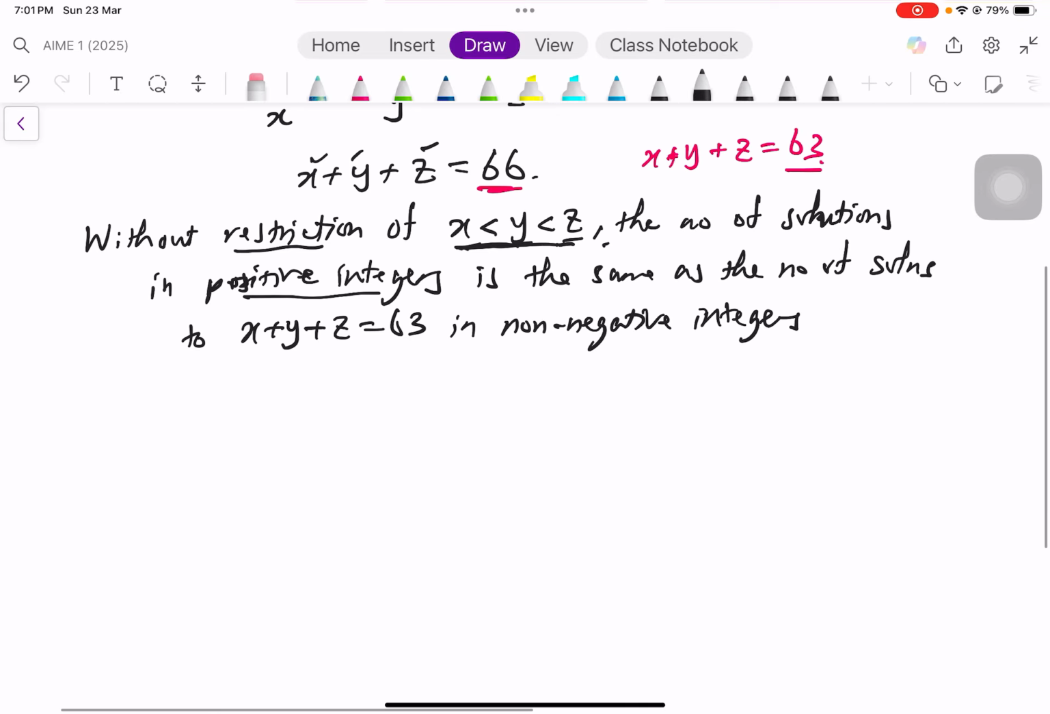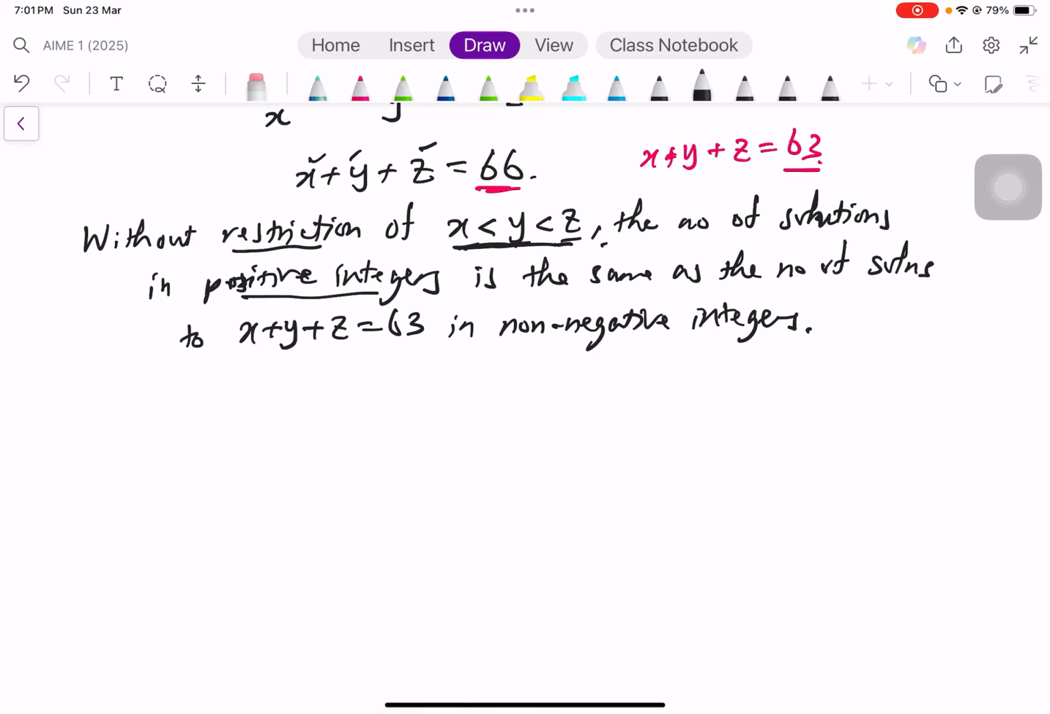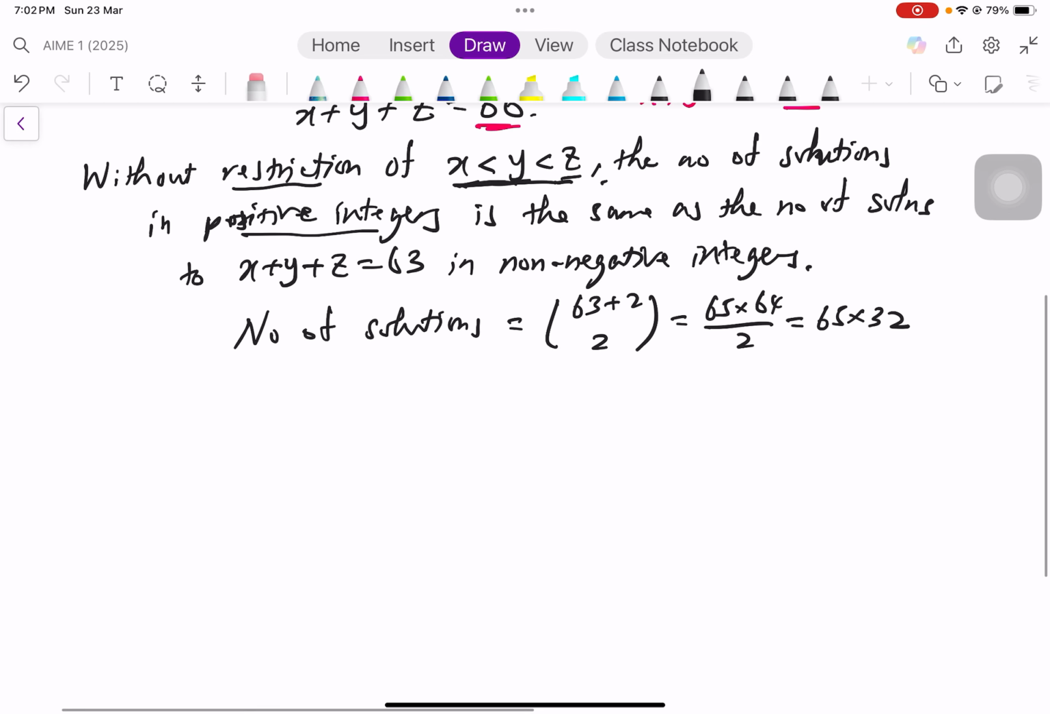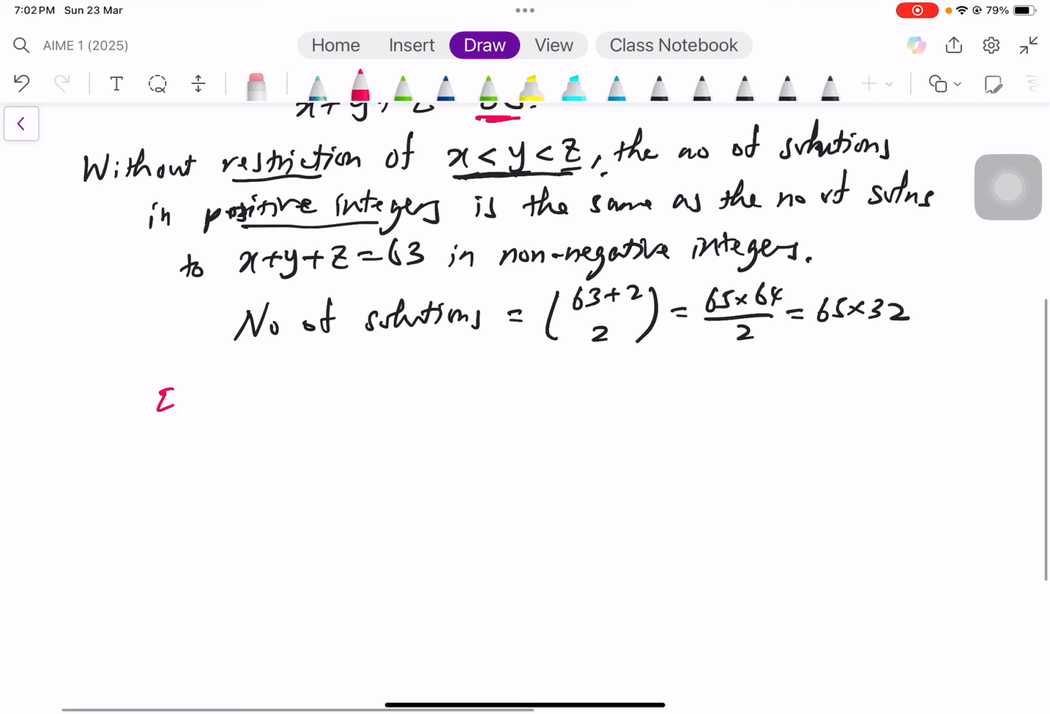Okay, and then what is the number of solutions in this case? It is actually 63 plus 2 choose 2. Then you will get 65 times 64 over 2, and you will get 65 times 32. Okay, let me explain how you get 65 choose 2.